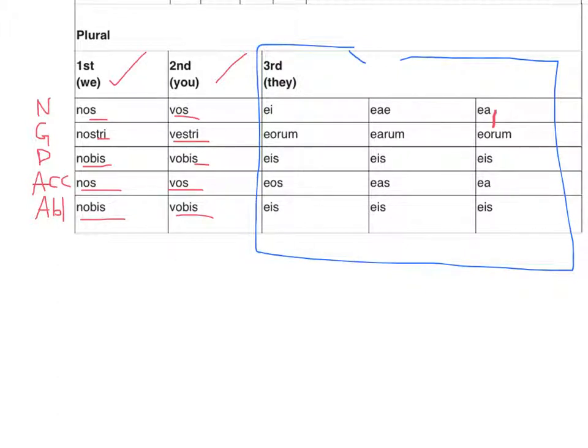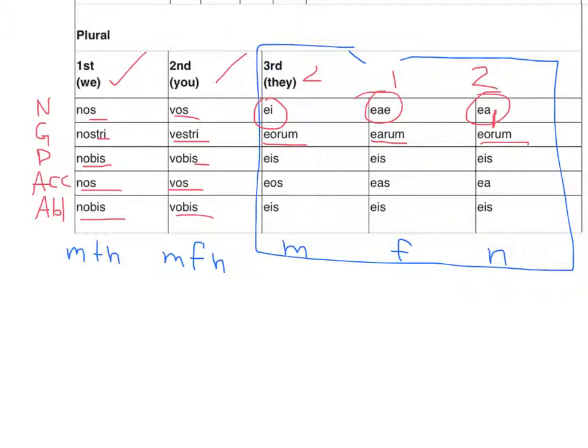The first and second person do not show variations in gender. The masculine, feminine, neuter are all the same. Whereas masculine, feminine, and neuter for the third person, singular and plural, show differences. They must be memorized. Ei, eae, ea. Those are not really predictable based on what you've learned before. They have some things in common with what you've learned before for 2-1-2 adjectives, but they're not entirely predictable. Eis, eis, eis, that's easy because they are all the same. Eos, eas, ea, sorry. And then eis, eis, eis.